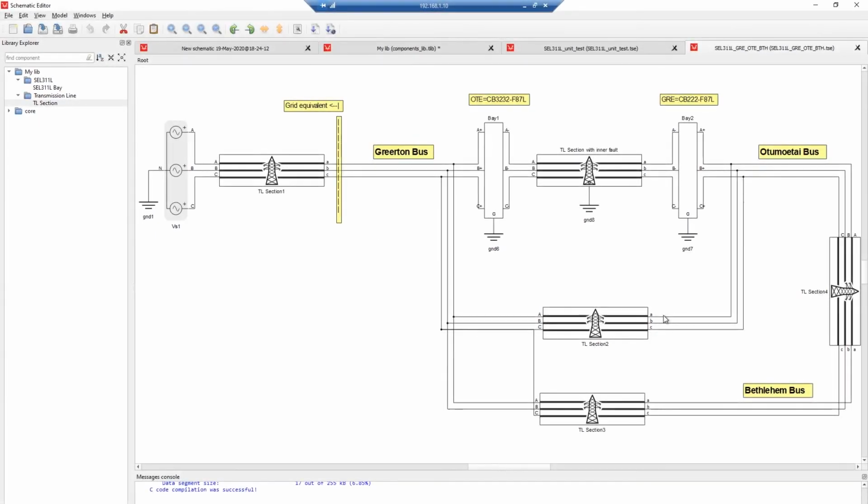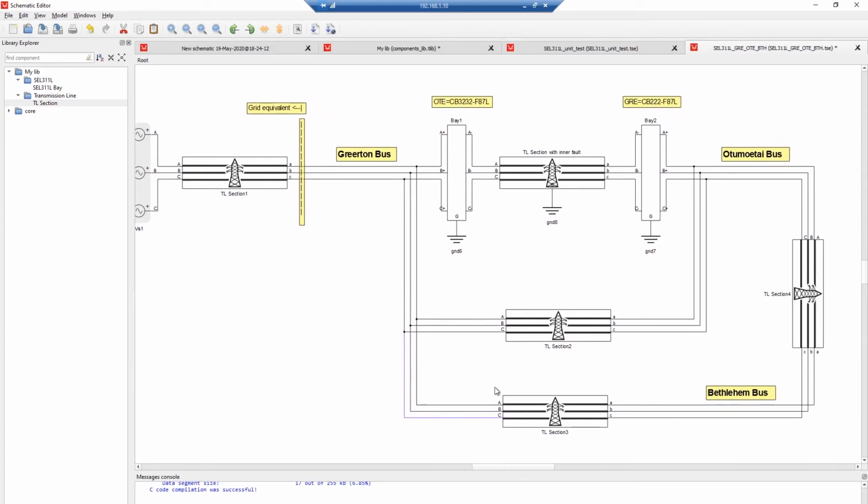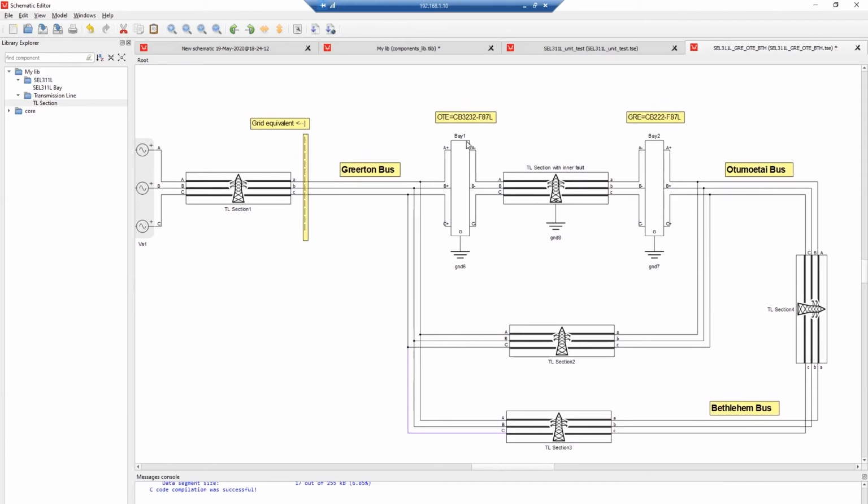On the second part of the demo, we will use another model. As you can see in this model, we have only one source, and we have this meshed system with multiple transmission lines. So basically two rings, and one transmission line is considered here the protected object by those very same two SEL311L relays.